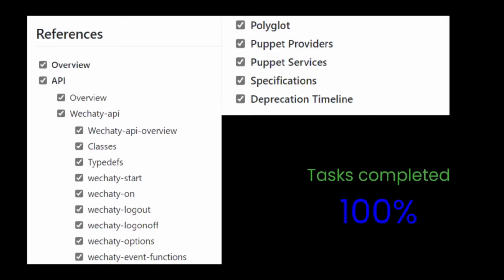Now, these were the tasks that we had to do. These are all the modules that were there. That is, in the references section, there was the overview and then the API, which had the following sub modules. And Polyglot, Puppet providers, Puppet services, specifications, all these also had their own modules as well. And we were able to complete all the tasks.